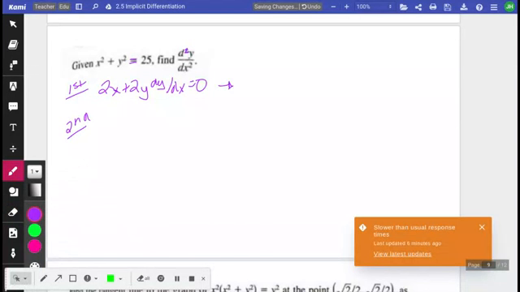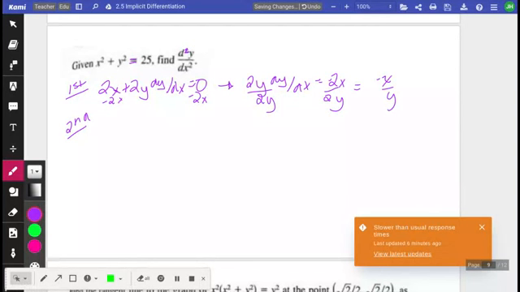So I will subtract 2x to the other side so that I have 2y dy over dx is equal to negative 2x. And then I'll divide both sides by 2y, and I will end up with my first derivative being negative x over y. So I have this.